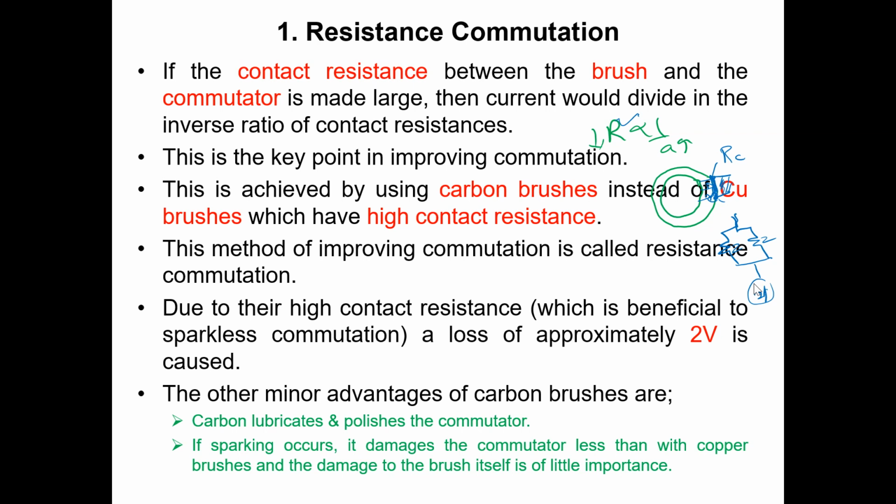That means when the commutator is moving, it provides some lubrication between commutator segment and brushes. If sparking occurs, it damages the commutator less than with the copper brushes, and damage to the brush itself is of little importance. That means it has less effect on the carbon brushes, less effect on the commutator, but more effect on itself.